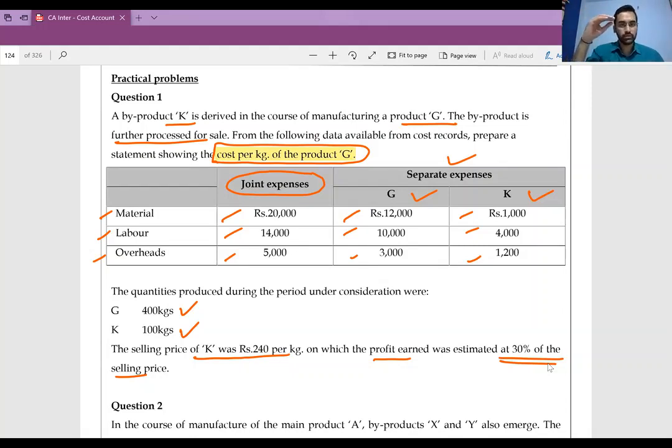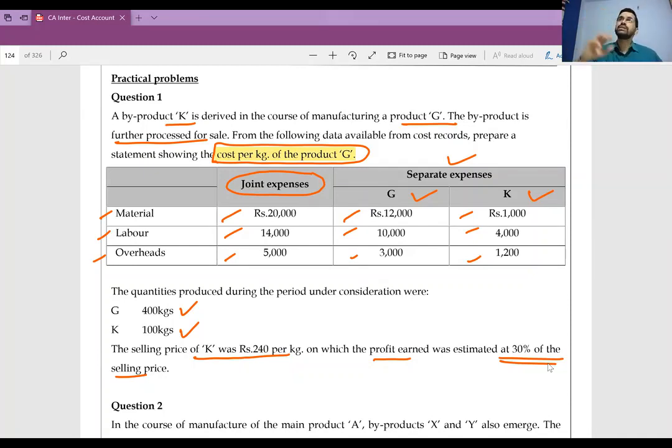Let us see through it. How do we present? Think. The question is cost per kg of G, but more details are given for K. Let us see working note 1.